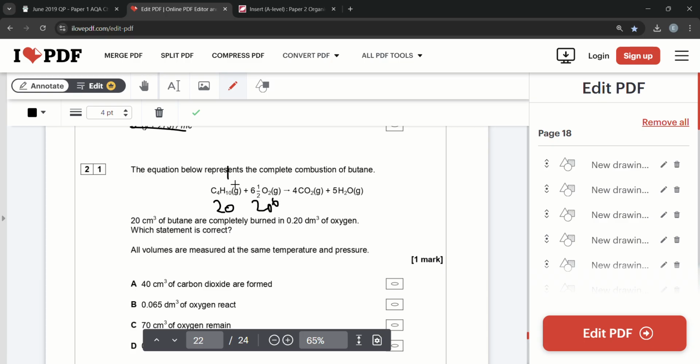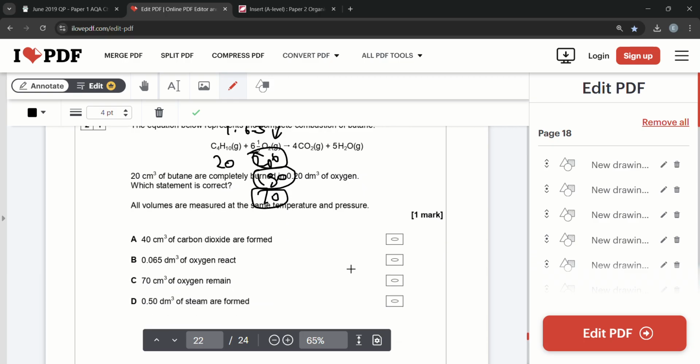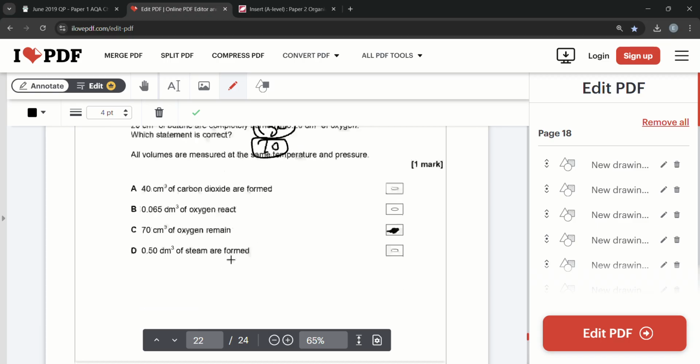Now obviously this is a 1 to 6.5 molar ratio. So if we do 20 times 6.5, we should get 130. This is in excess oxygen, so we need to do 200 minus 130, which gives 70 centimeters cubed of oxygen. That tells me that's the amount remaining, because this is an excess. We use the molar ratio to find how much we actually should have used. So the excess minus that, we get 70 centimeters cubed. So 70 centimeters cubed of oxygen remained.